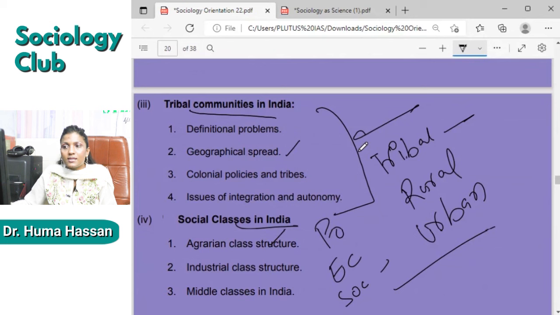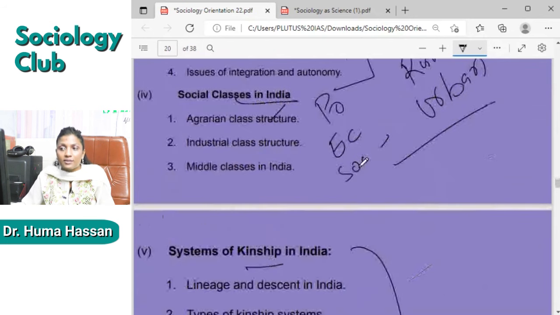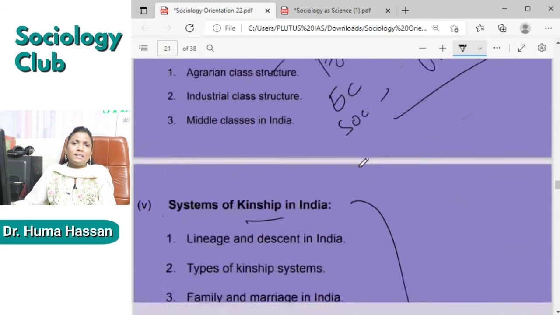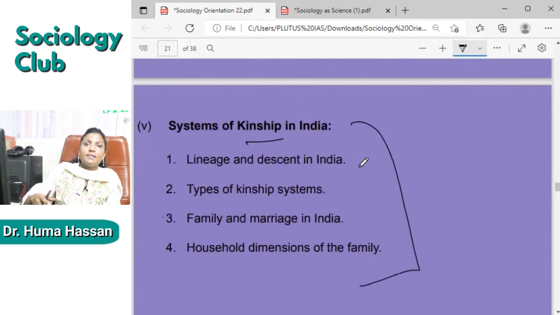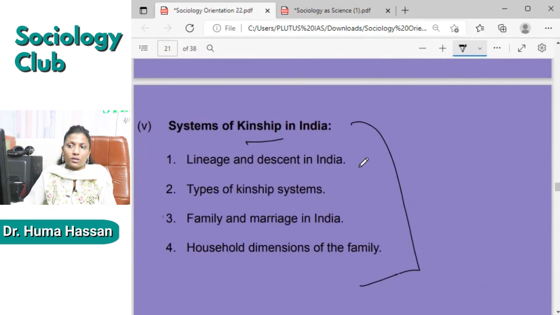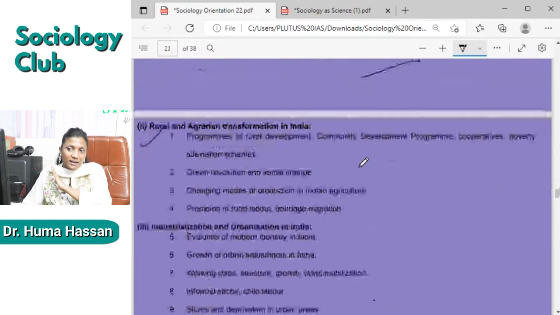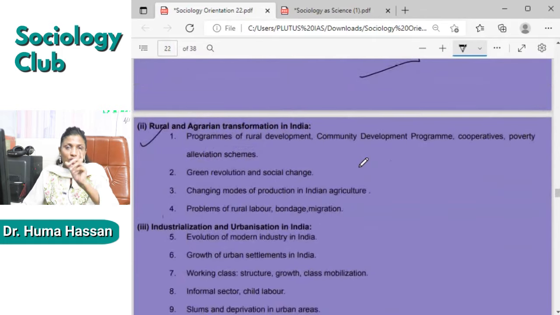And then social classes in India. What is the agrarian class? What is the industrial class? How did the middle classes come in India? System of kinship in India. Joint family system. Why is it disintegrating? It is changing because of modernization, industrialization, Sanskritization, Brahmanization. All these are the factors which you have to understand. So it is a correlated subject. Whosoever is teaching you topic 1, then topic 2, topic 3, I'm telling you this is a wrong approach.